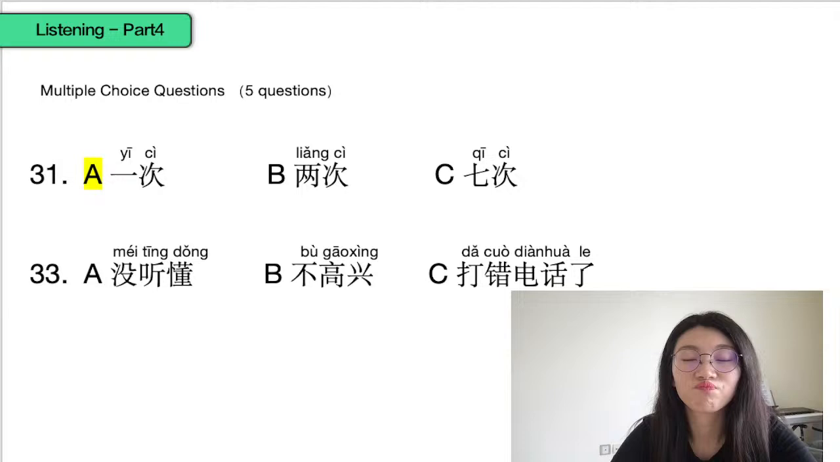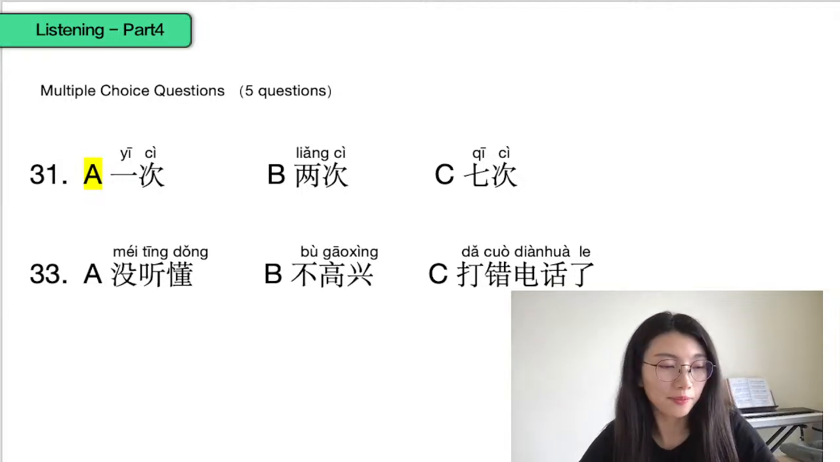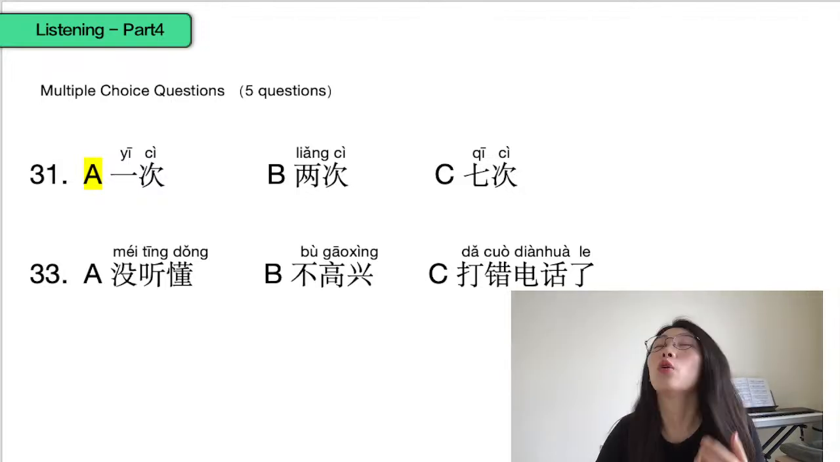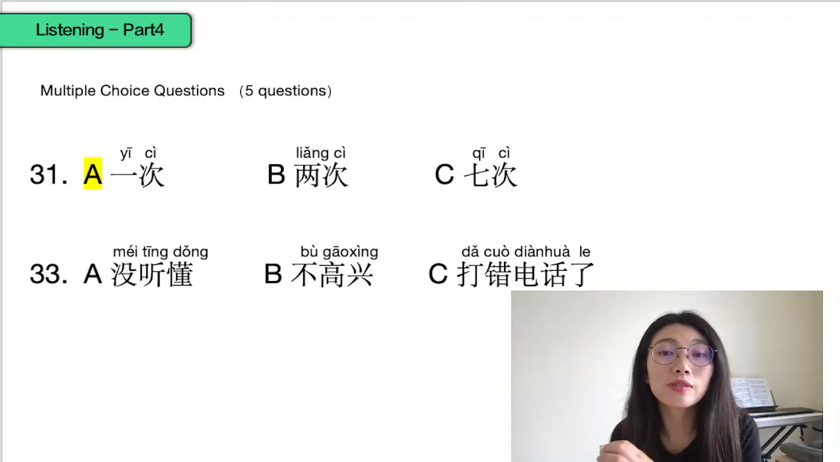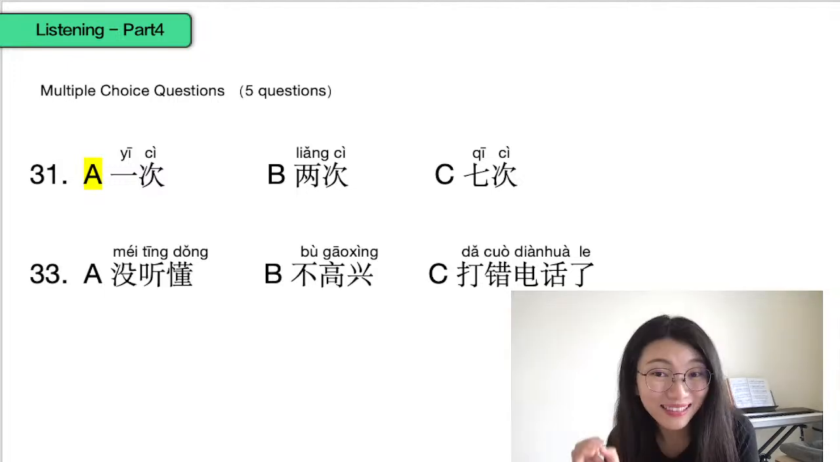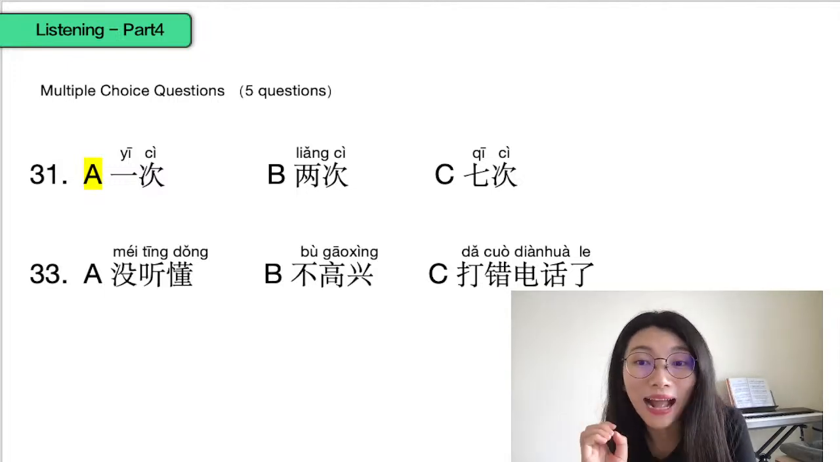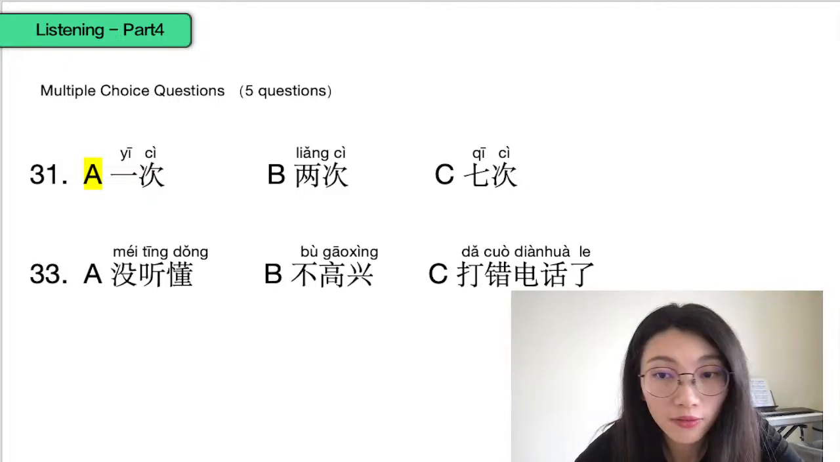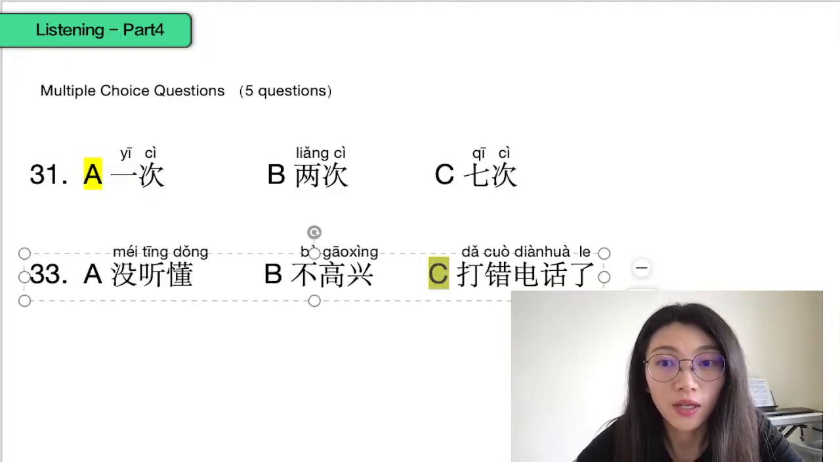好，女的怎么了？What happened to the woman? We can hear the answer very clearly: 我打错电话了. We choose C, very clear.